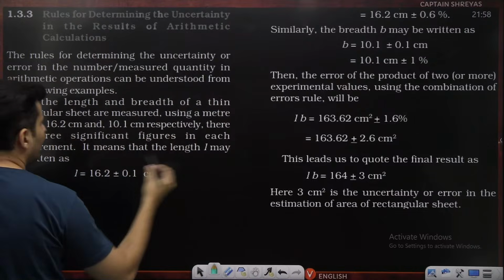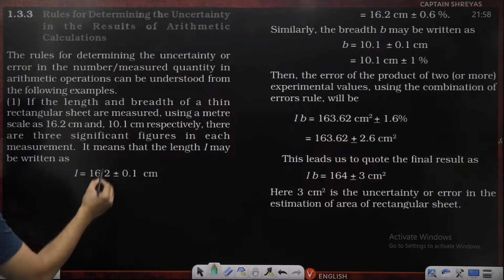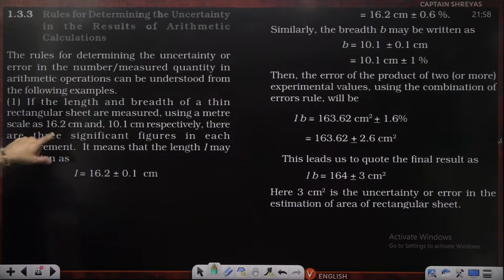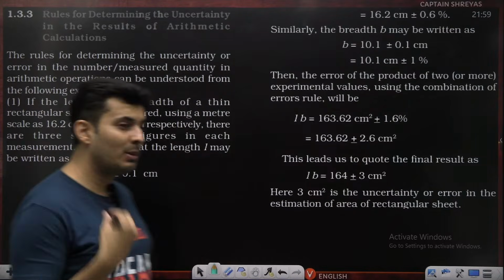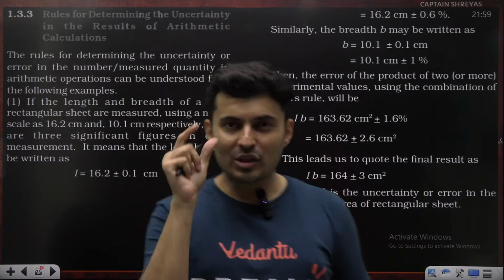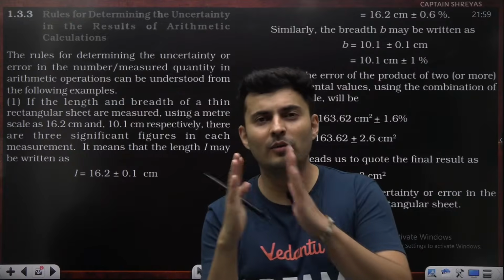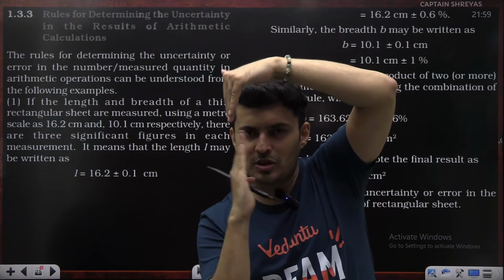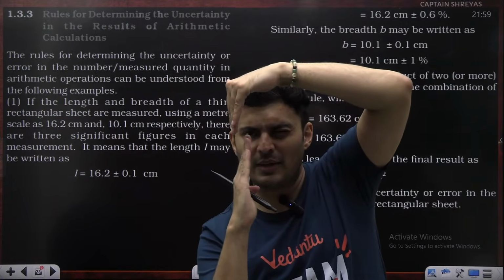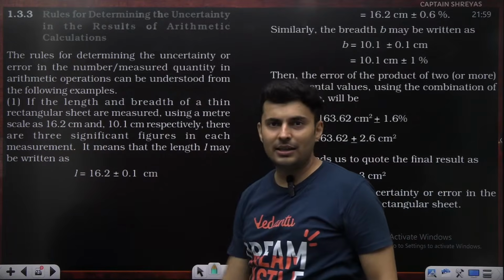Say you measure the length of something, and it is measured to be 16.2 centimeters. When you say it is 16.2 centimeters, remember that last digit is always that tricky digit, because it would have come after rounding it off, or because that scale marker was very close to that object's edge. That's why you just said, okay, it is 16.2. So that uncertain digit is always there.